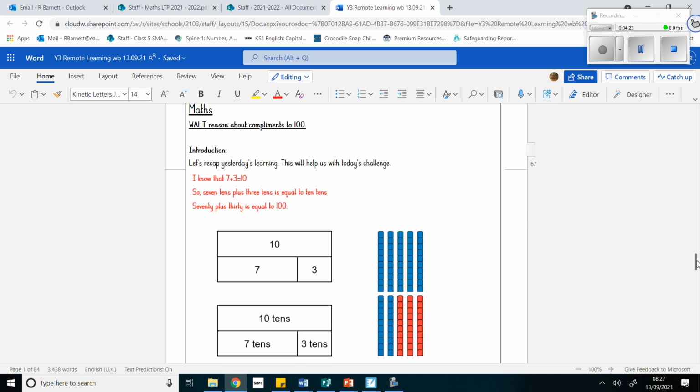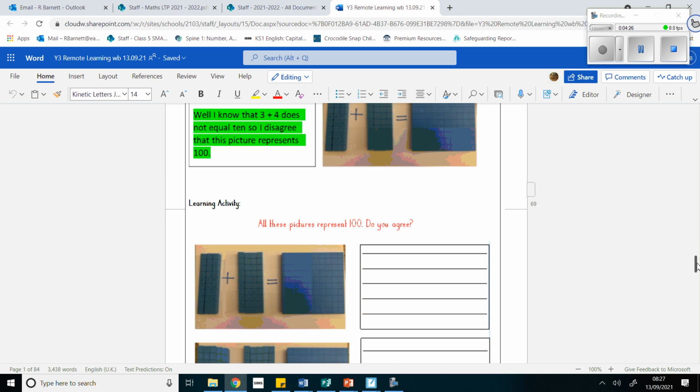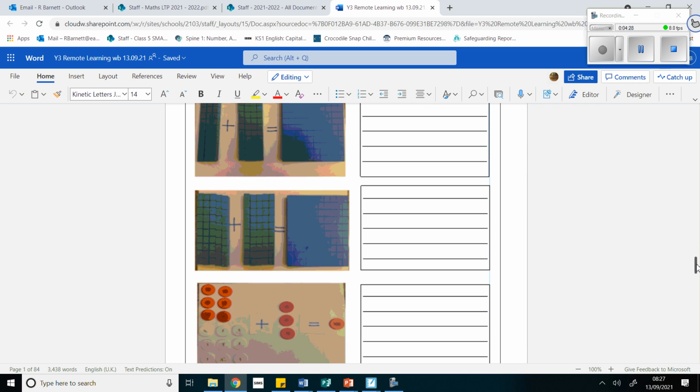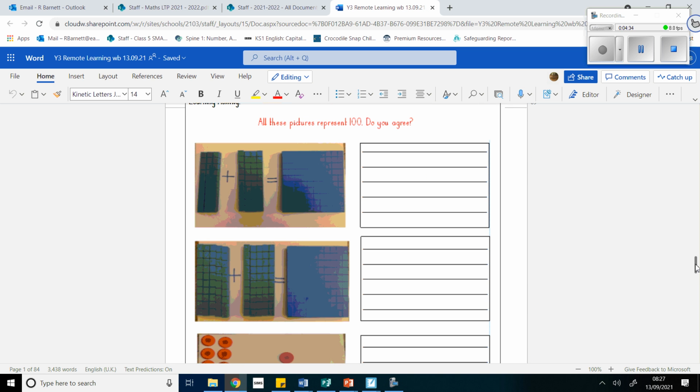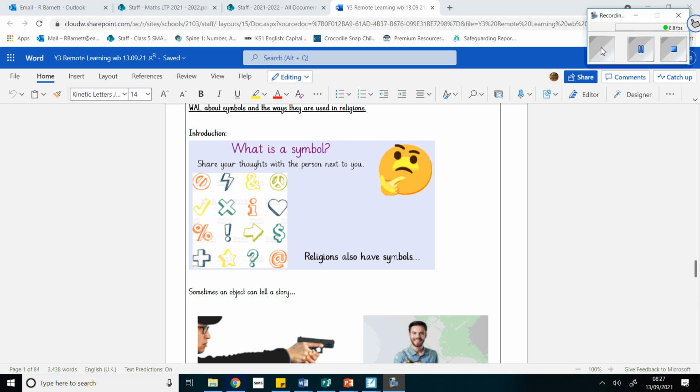Moving on to maths, we're going to be reasoning today, so thinking about what we've learnt so far about our number bonds to 10 and how they help us with our number bonds to 100. We're going to be looking at these pictures below and you're going to be telling me if you agree whether they represent 100 or not. Your reasoning comes with that word because, so you need to tell me why.